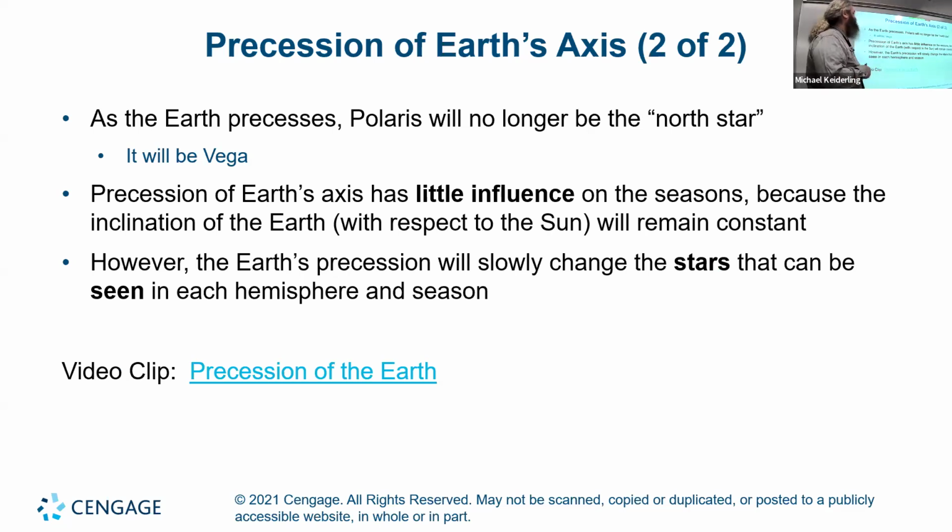And the precession of the Earth's axis has minimal influence on the seasons because the tilt of the Earth with respect to the Sun remains the same. It just changes what direction it's pointing in. But it will change which stars can be seen in each hemisphere in each season. But that's the only real effect for it.